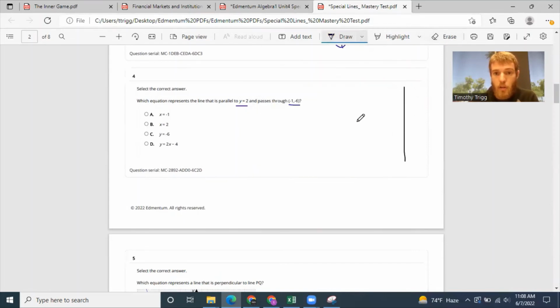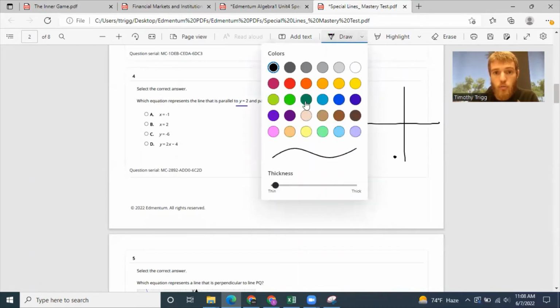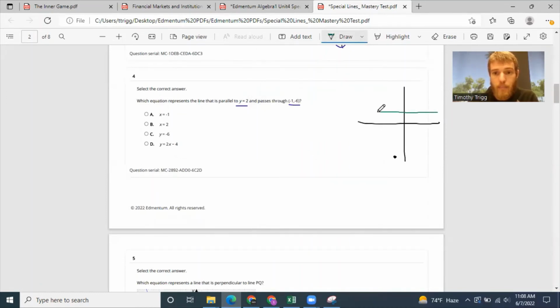So I'm going to go ahead and graph our point. It's (-1, -6), so maybe down here somewhere. You don't have to be too precise here. Then y = 2 would look something like this. It's a horizontal line. Remember, horizontal lines are always in the form y equals. So this is our y = 2.